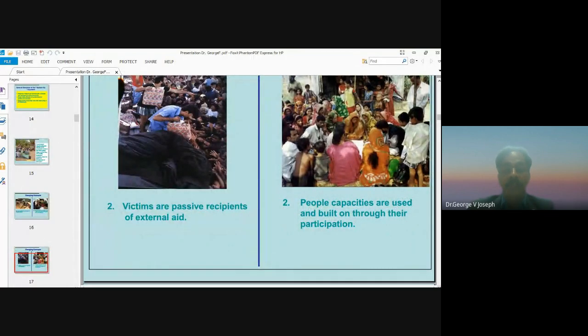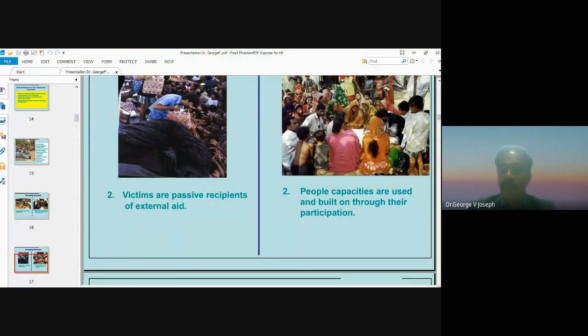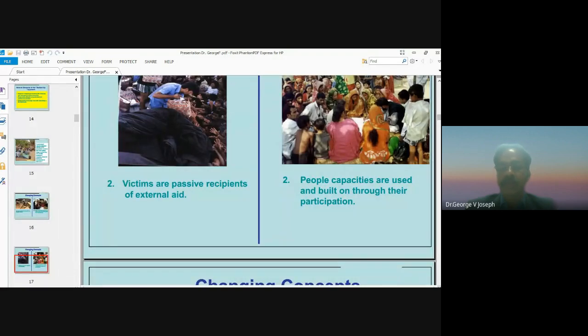Earlier the thinking was victims are passive recipients of external aid. So people's capacities are used and built on through their participation. Many times even in rehabilitation programs, they are not able to provide financial resources, but they are able to provide their labor, and as such they are able to contribute. So this again builds the concept of ownership. They feel proud that they have involved themselves and contributed in the entire rehabilitation process, and they will like to maintain that.